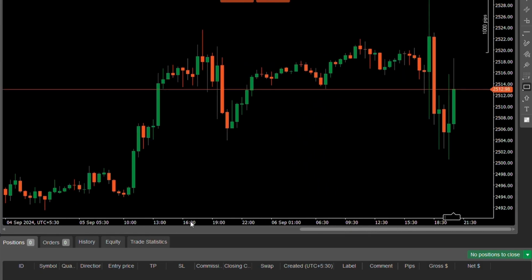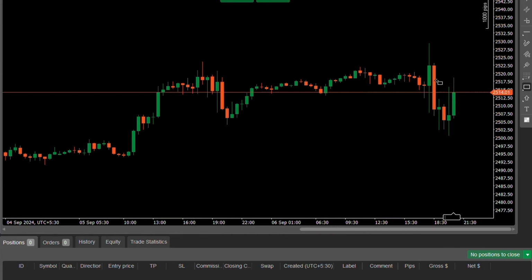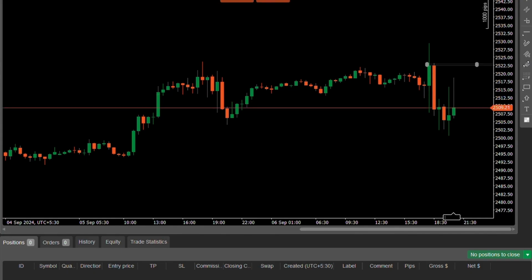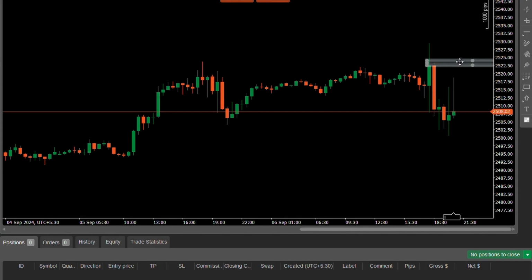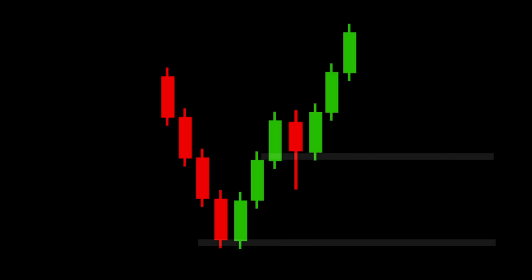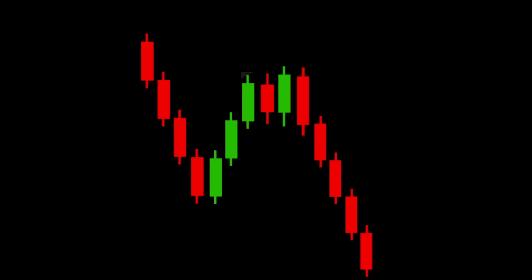First, let's talk about identifying key zones in the market. Whether the market is in an uptrend or downtrend, these zones are your roadmap for spotting high volume candle opportunities. Support zones. These are price levels where buyers typically step in during a downtrend, halting the fall. Look for areas where price has bounced multiple times.